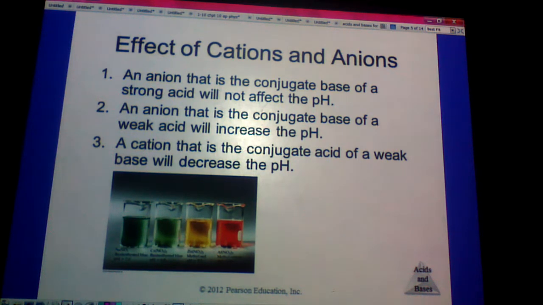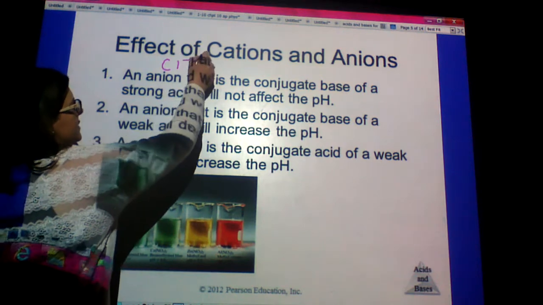Number 1 says, an anion that is the conjugate base of a strong acid will not affect the pH. Okay, so if the salt contains an anion that does not react with water and a cation that does not react with water, then I assume that the pH is just going to be neutral. So this is going to happen, like we just set up here, when we have a conjugate base of a strong acid. So we just saw before, let's say we have Cl minus plus water.